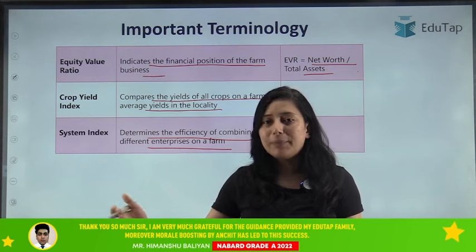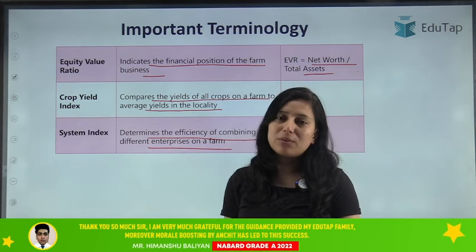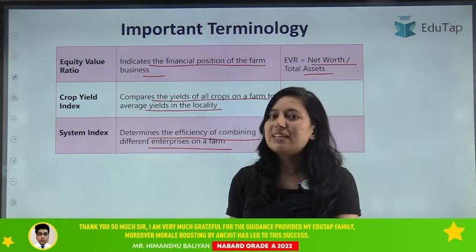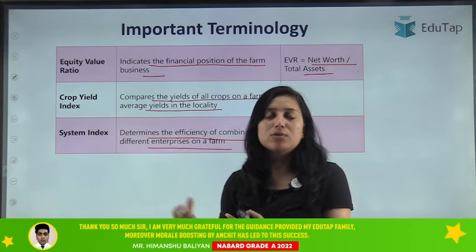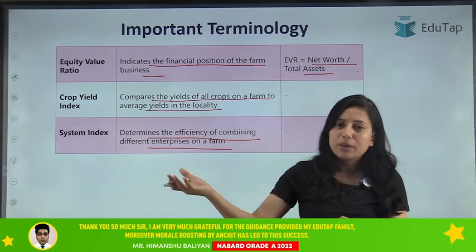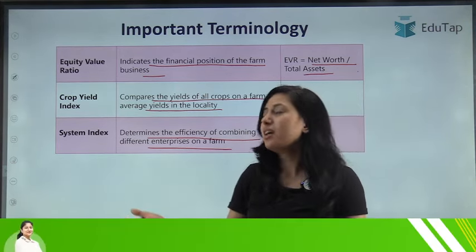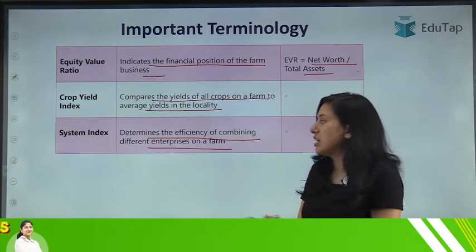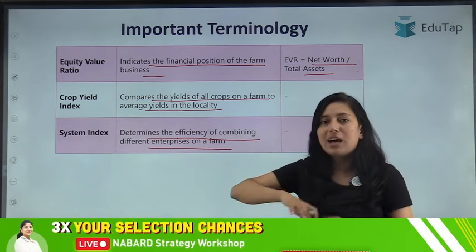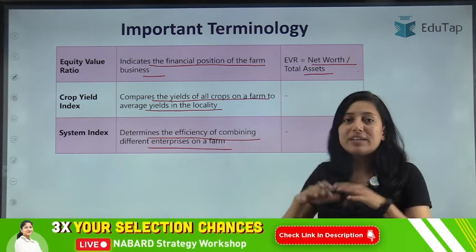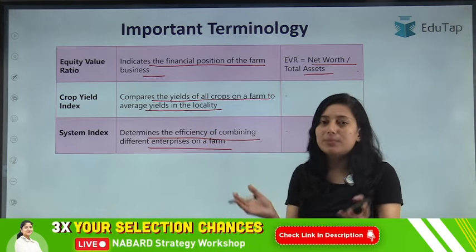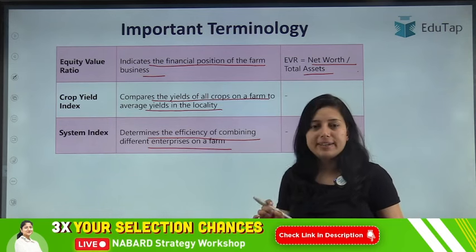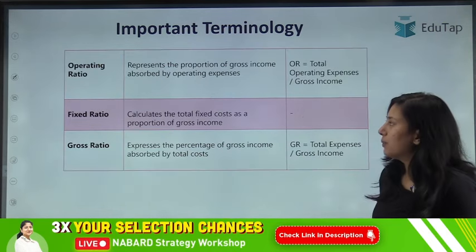Now what will happen? Due to application of that natural manure, the soil quality will increase, nutrients will be given to the soil and crops, and the crop will show good yield, right? So now what will happen? Your net worth, your production will increase. So it is the efficiency, what is the efficiency of combining your two enterprises? So that is your system index. Clear? Now I hope these are clear to you.